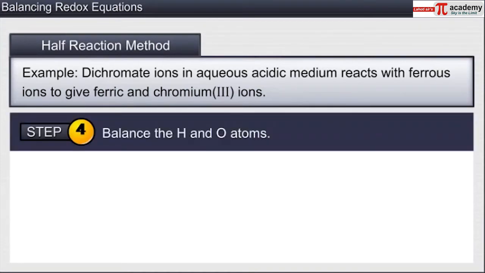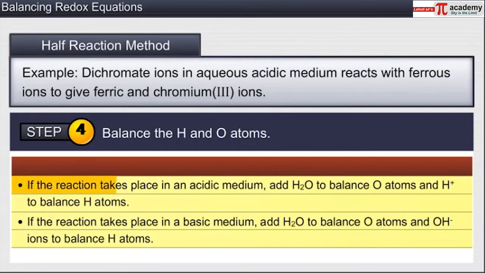Now in the fourth step, balance the H and O atoms. If the reaction takes place in an acidic medium, add H2O to balance O atoms and H+ to balance H atoms. If the reaction takes place in a basic medium, add H2O to balance oxygen atoms and OH- ions to balance hydrogen atoms.